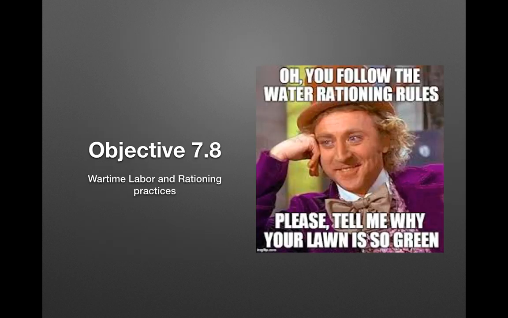Now, Objective 7.8 is the wartime labor and rationing practices. You follow the water rationing rules. Please tell me why your lawn is so green. If you live in California, they actually will ration water, and if someone's got a really lush and green lawn out there, it's a big deal. Whereas here in Mississippi, it's not so much a big deal because water is in high supply. I mean, heck, 2 to 3 feet of it fall from the sky all the time to rehydrate our mud. We appreciate that.